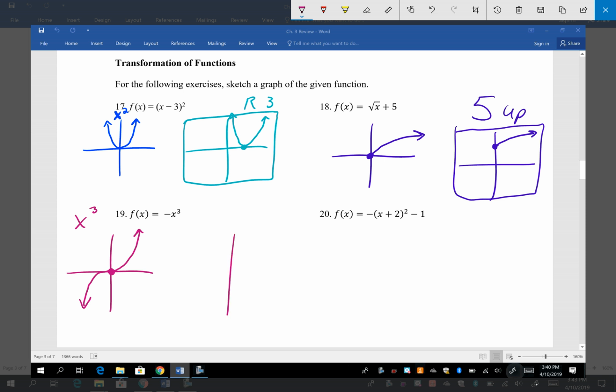So that's not the answer, though, because of that negative. What's this negative going to do to this function? Right now, it's doing this. Right now, it's like this. So how's it going to change? Like that. All right, a reflection. Something like that.